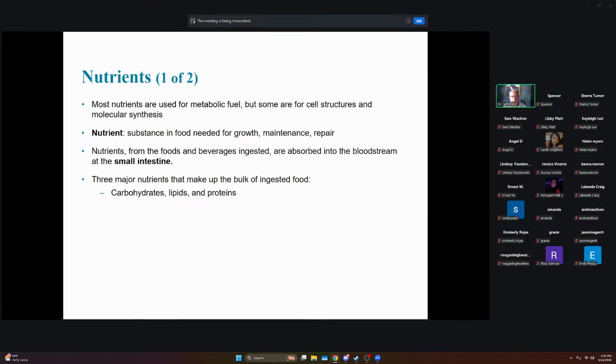Ultimately, the bottom line is we want to absorb as many valuable nutrients as possible from the food, beverages, or vitamins that we ingest so that the body can use them. Most of them are absorbed at the small intestine level. And again, the major nutrients, the organic molecules, the big three, are carbohydrates, lipids, and proteins. We'll certainly talk a little bit about each one of those today.